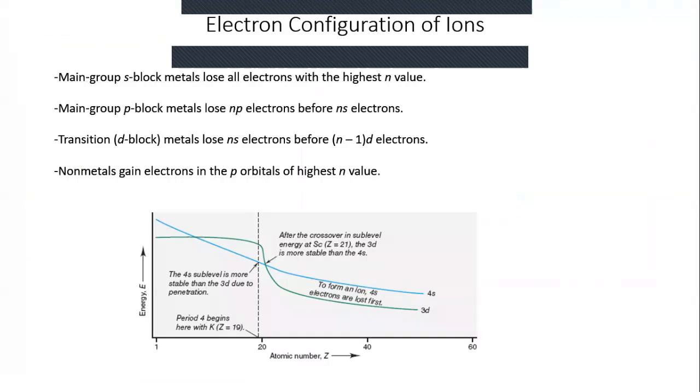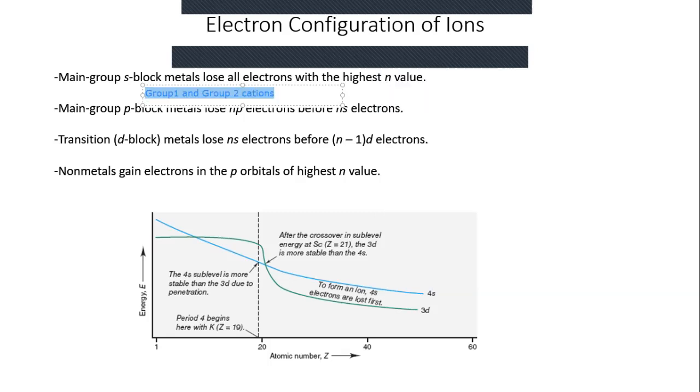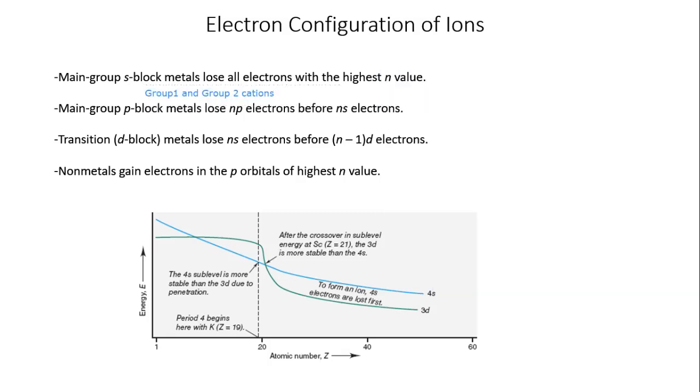So it's going to be group 1 and group 2 cations. For the group 1, group 2 cations, you always remove from the highest filled s orbital because those are always the last filled orbitals for those types of species.